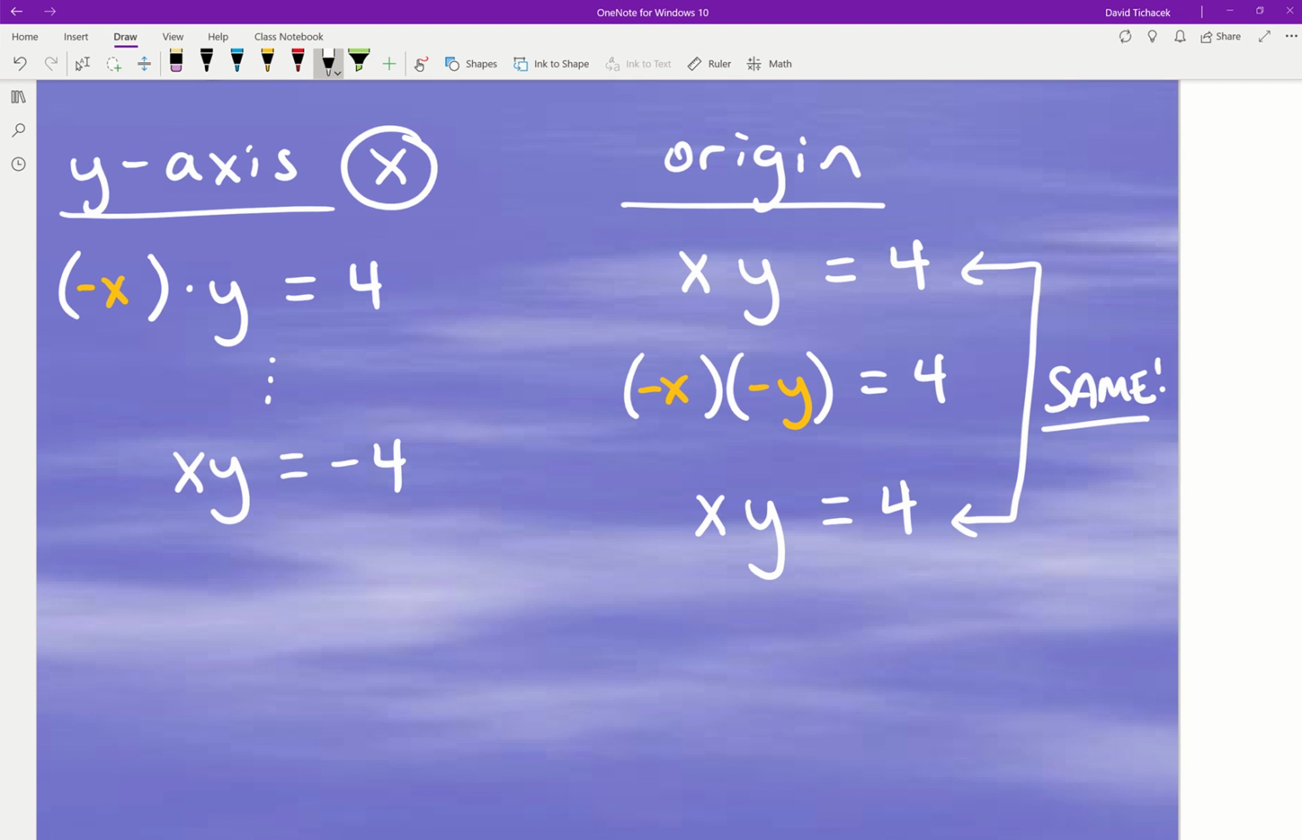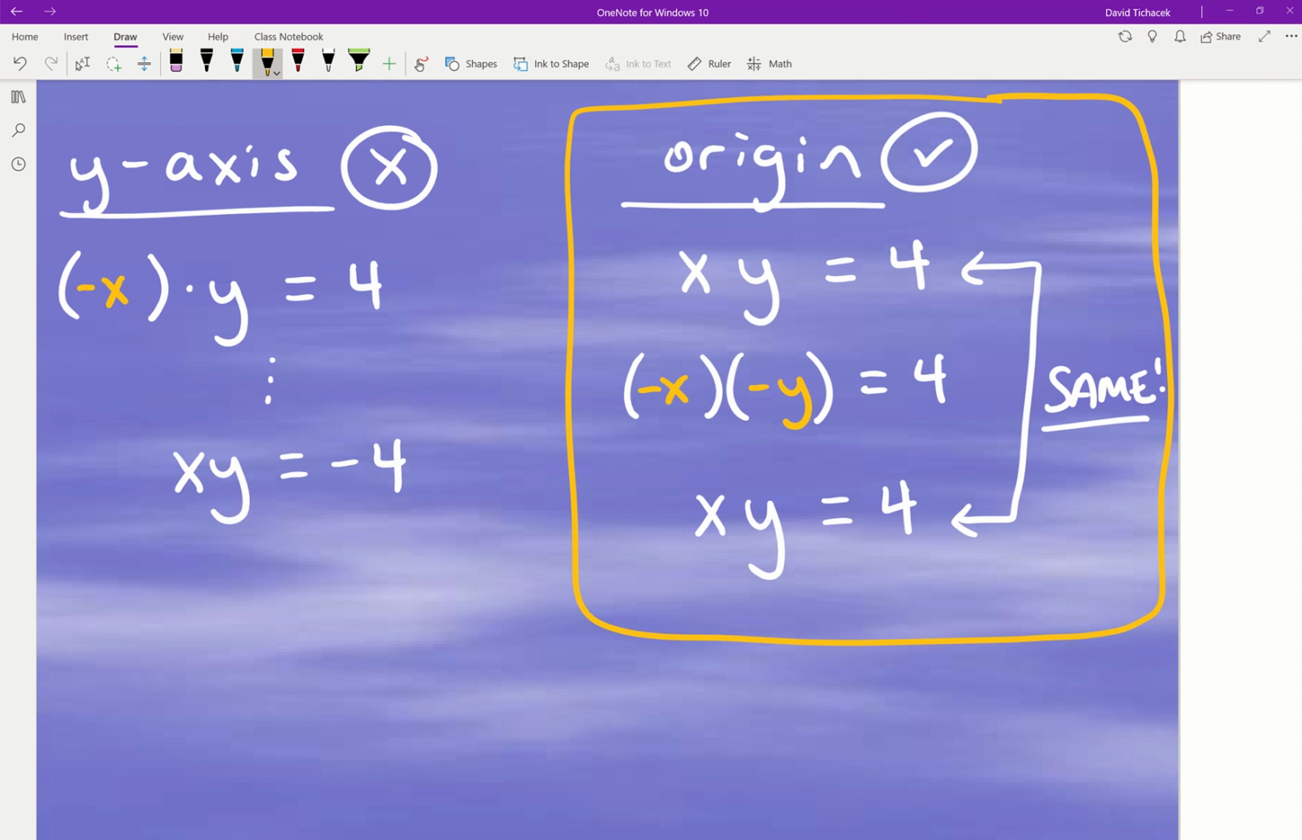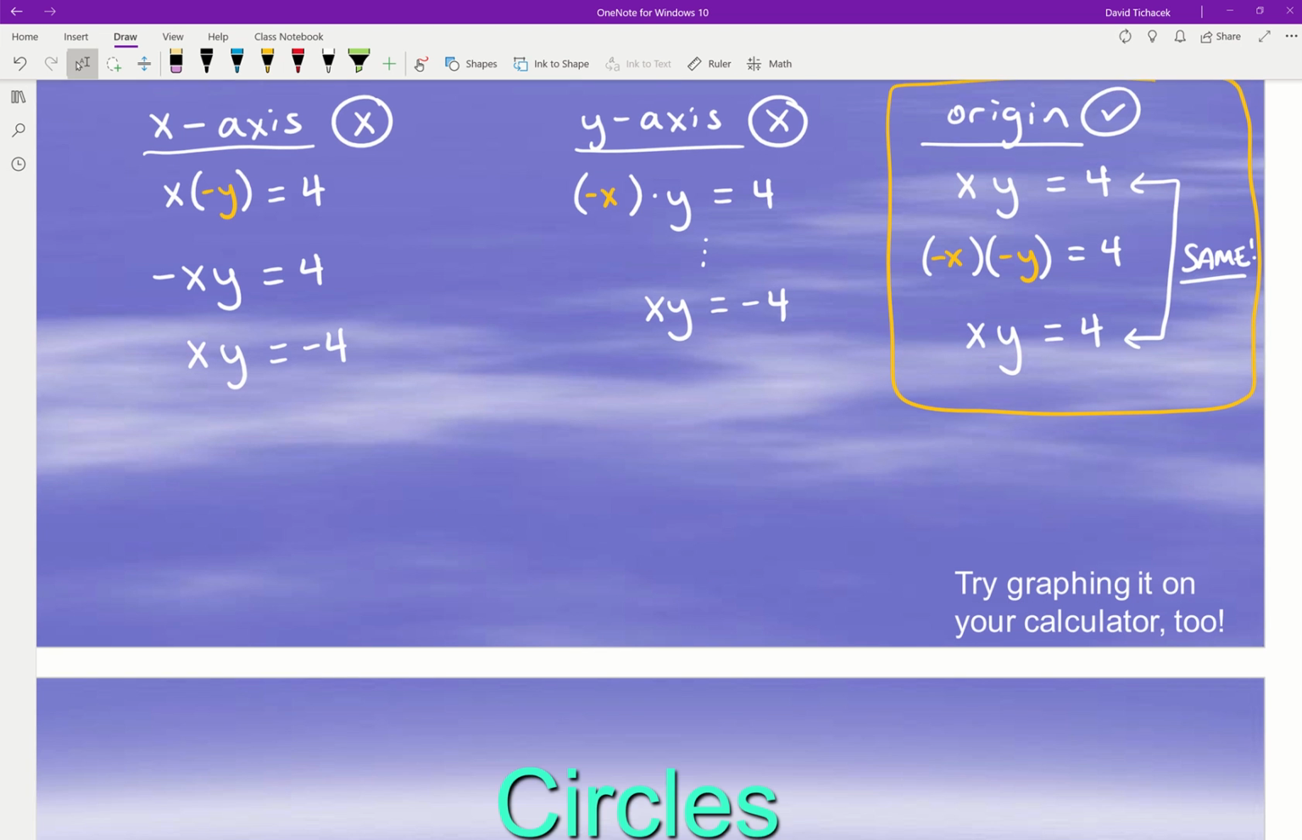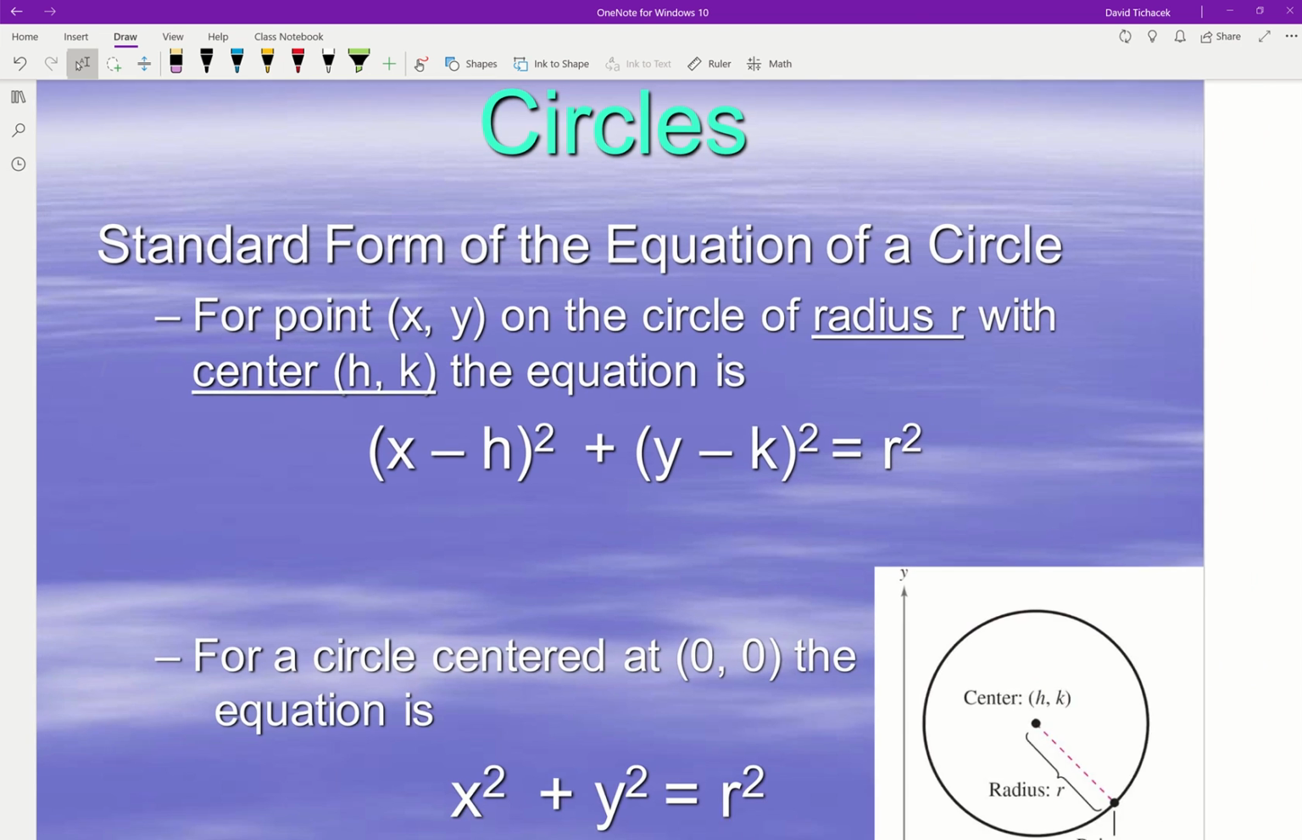And so that means that we do have rotational symmetry on this graph, and this is the only type of symmetry that this graph will have. So again, these are a little bit of a test algebraically to see if the graph is going to end up having the types of symmetries that we're looking for.